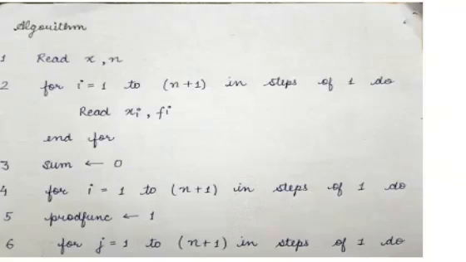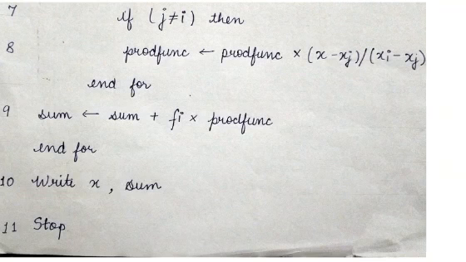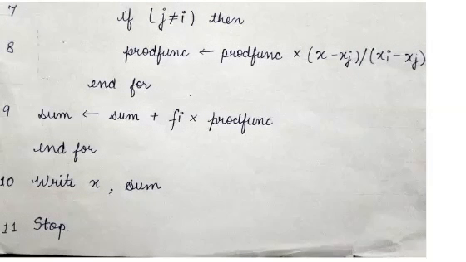We will have a variable sum with an initial value of 0. We will have two loops here: for i equals 1 to n plus 1 in steps of 1, that will store a variable product function, which is initialized to 1. We need another loop for j equals 1 to n plus 1 in steps of 1, which will check if j is not equal to i.